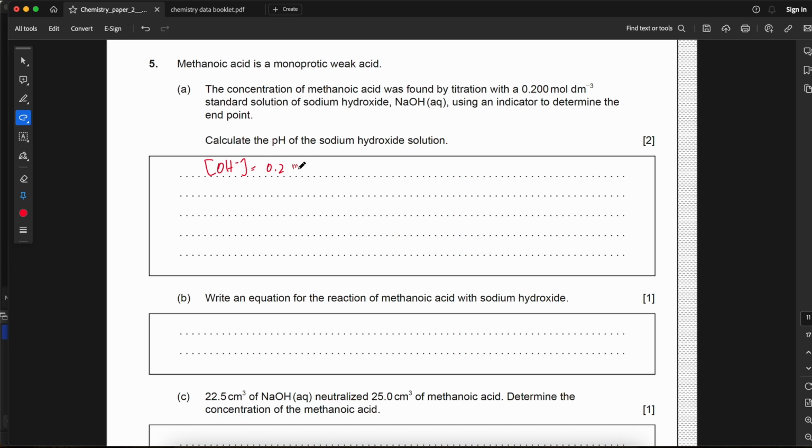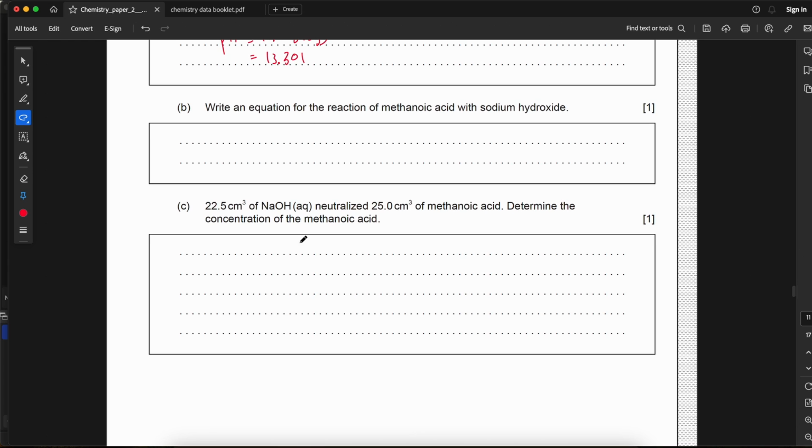To calculate pH, we need to calculate pOH first because the concentration of OH minus is known. So that would be negative log of the concentration of OH minus, which is 0.2, and you get 0.699. So pH will be 14 minus 0.699, because pH plus pOH is 14, so 13.301.